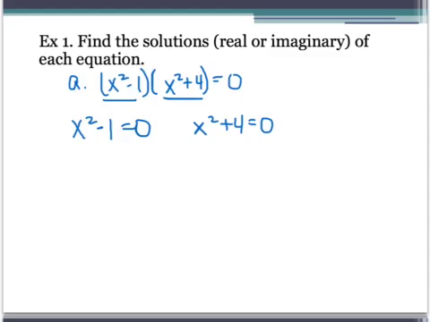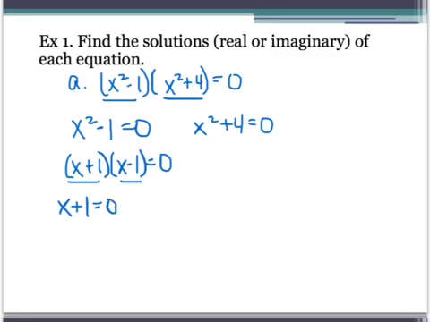Alright, I'm going to solve this now for x. x squared minus 1 is a difference of squares because x squared is a perfect square, 1 is a perfect square, and I'm doing subtraction. So I could really rewrite that as x plus 1 times x minus 1. So now it's in factored form again. I could set each factor equal to 0. And then I solve for x for both of these factors. So x equals negative 1 and x equals positive 1.